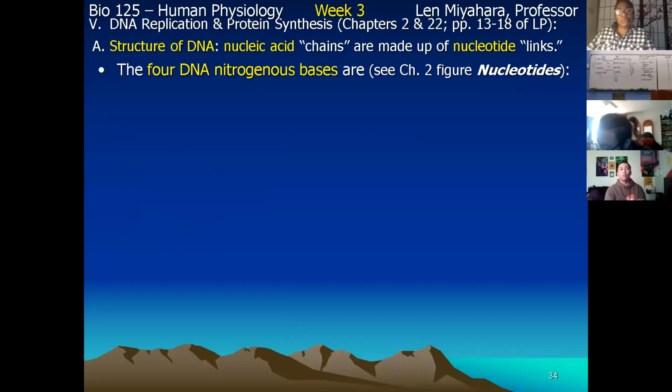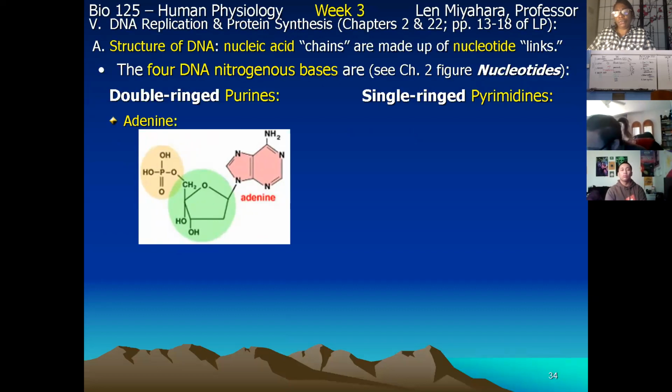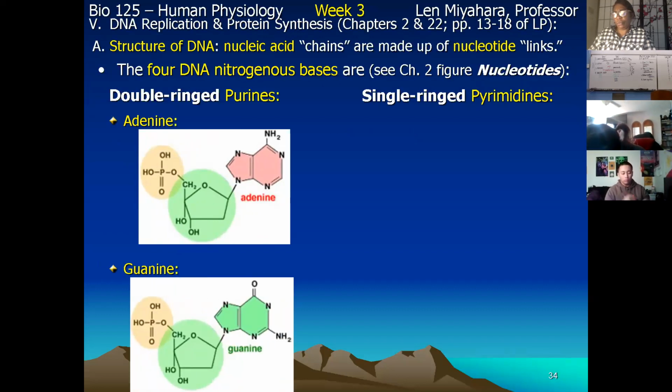Okay, there are 4 nitrogen-containing bases in DNA. And you can tell right away that 2 are big and 2 are small. The big ones are double-ring purines. Adenine, which is the same nitrogen-containing base in ATP, is double-ringed. Guanine is also double-ringed, but slightly different in structure. The double-ringed nitrogen-containing bases are referred to as purines. You need to know that for lecture exam 1.